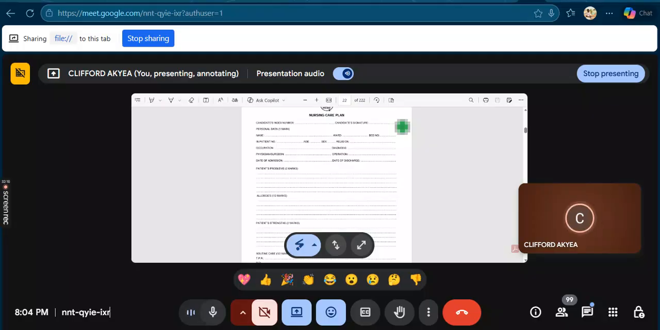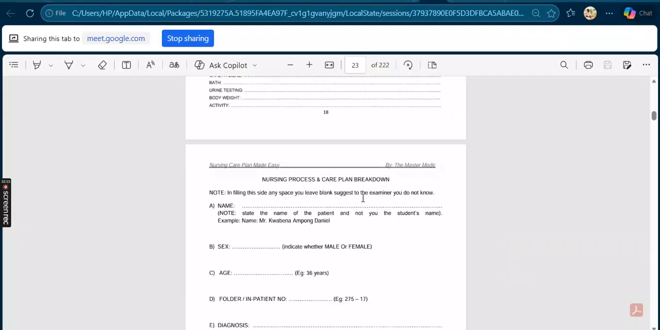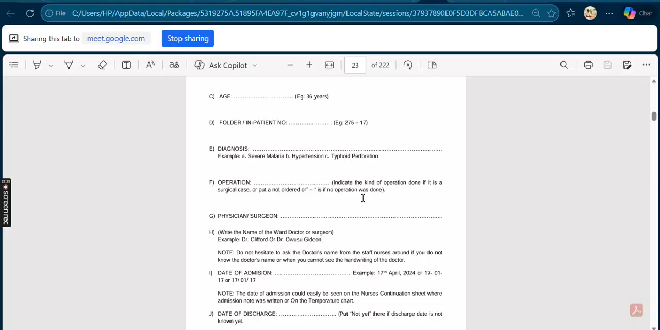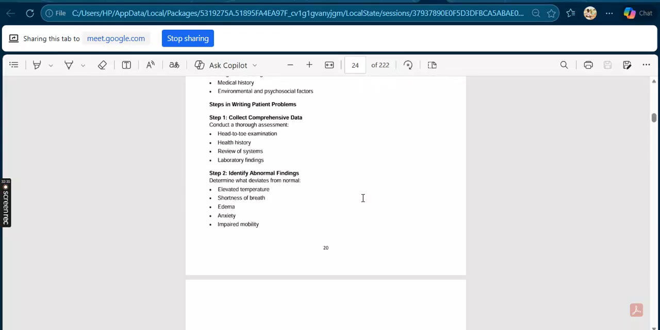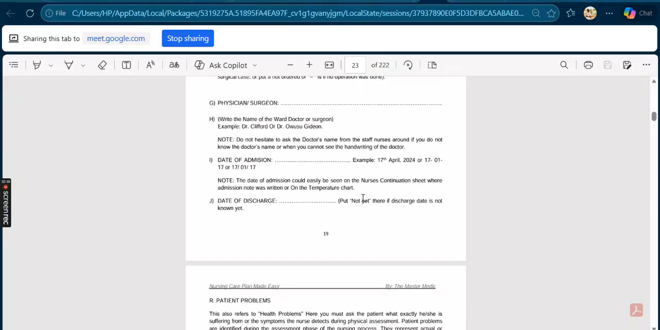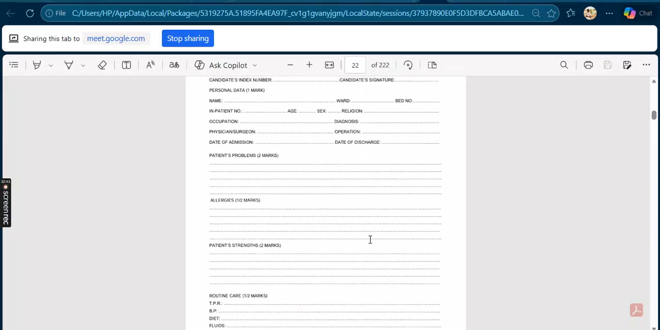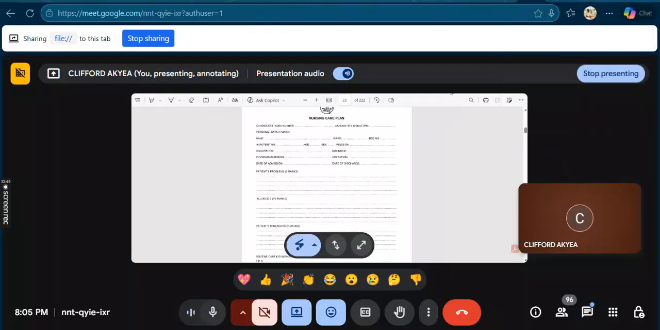Date of admission. So with this explanation that I'm giving you, if you buy the book, you find all of them in it. So look at it, they are all here. For instance, the operation, indicate the kind of operation done, if it is a surgical case. Yes, it's there. So when you buy the book, you find all of them there. How to even discover patients' problems and so on. You find all of them there. So when you get a copy, you have all of these things at your fingertips.